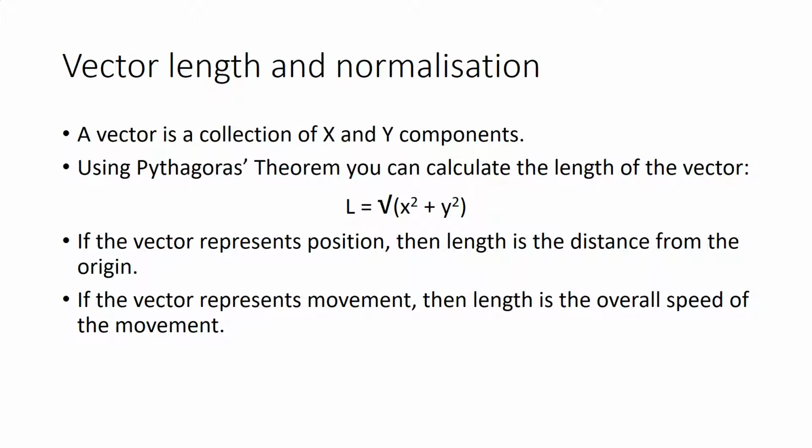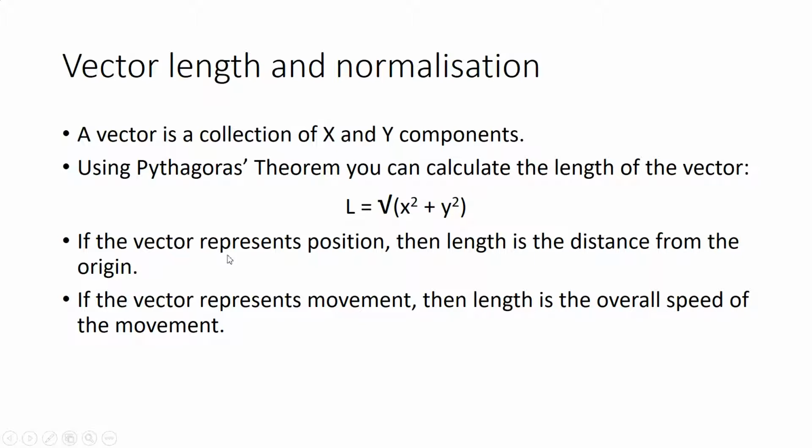We also saw a bit of work with vectors. So two of the most important things you can do with vectors are to get the length of a vector and normalize a vector. So a vector is just a collection of x and y components. These are just floating point numbers. And we can use Pythagoras' theorem, I'm sure you should know that, to calculate the length of the vector. So the length L is basically the square root of x squared plus y squared. And that will get you the length of the line that's made up of those x and y distances or components.